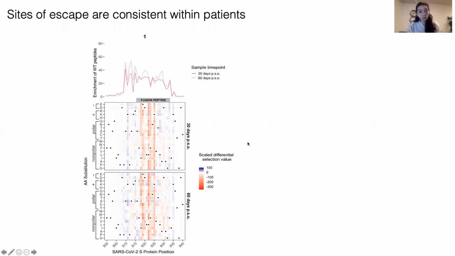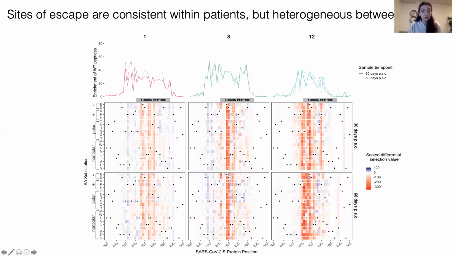However, in other patients which targeted this same region, we saw that the escape mutations greatly differed between different people. In some of them, the escape mutations were just within the fusion peptide itself, whereas others had escape mutations taking place upstream of the fusion peptide.